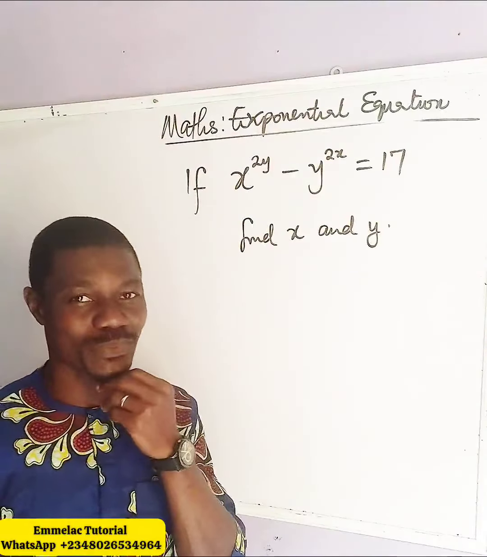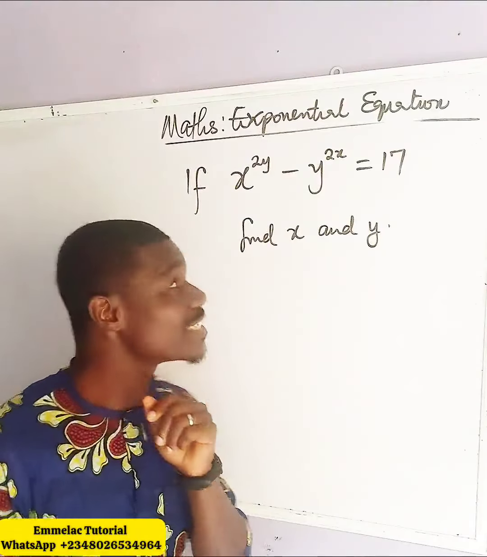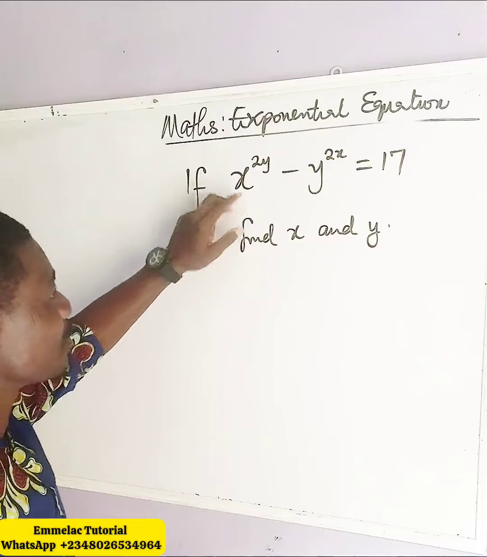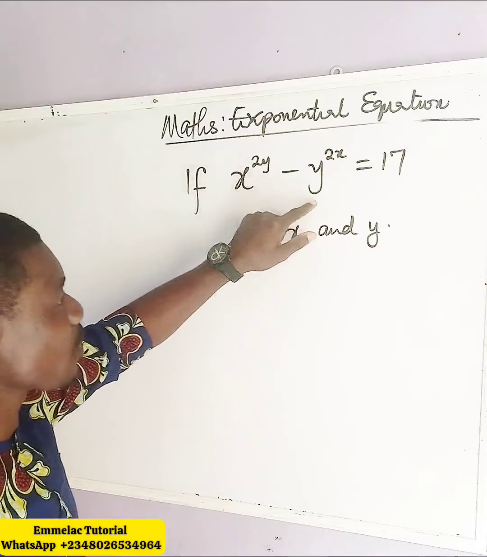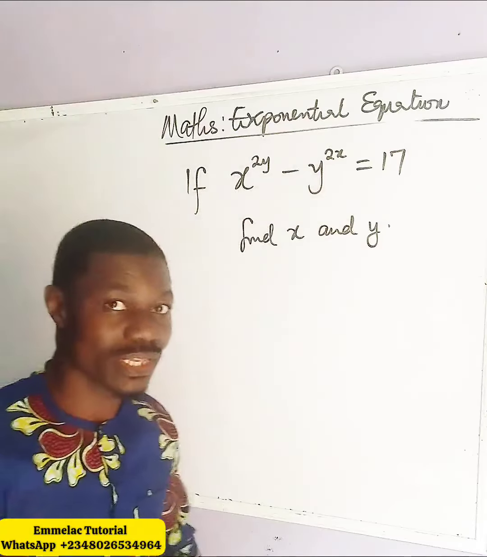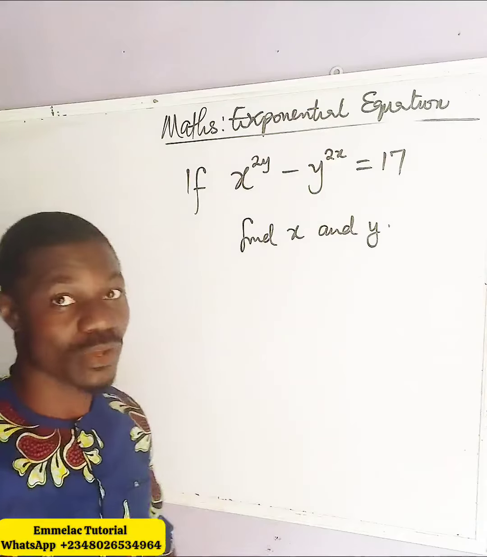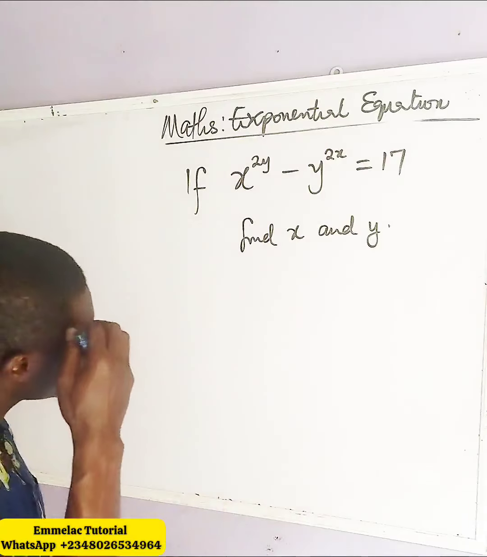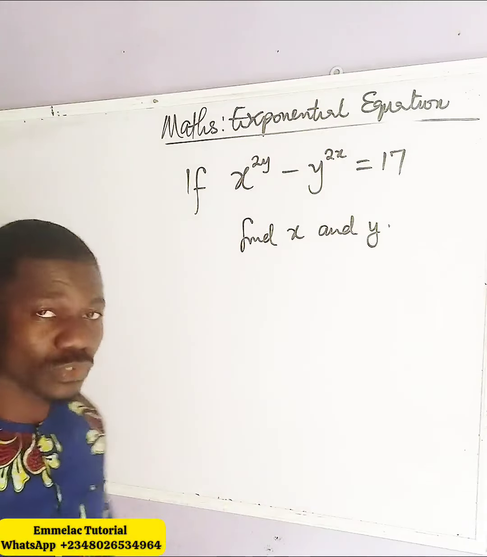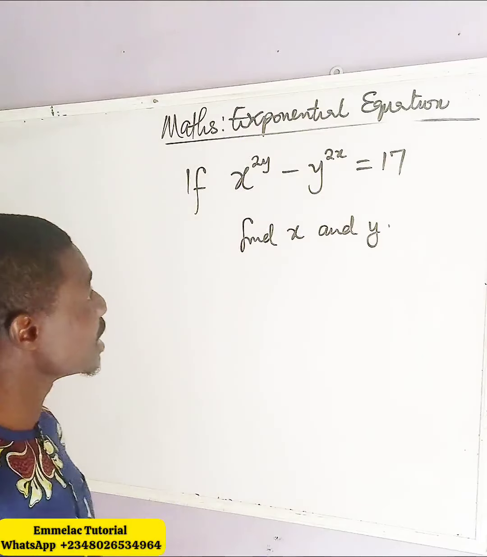Now let us look at this exponential equation. Very interesting. Now, if x raised to the power of 2y minus y raised to the power of 2x equals 17, then we are told to find x and y. Okay, now I want to do something interesting here.